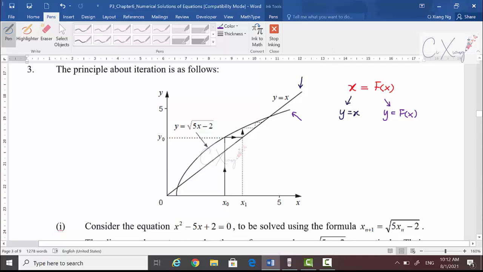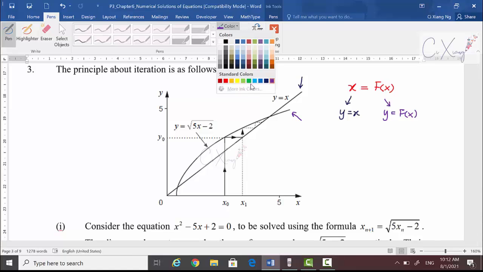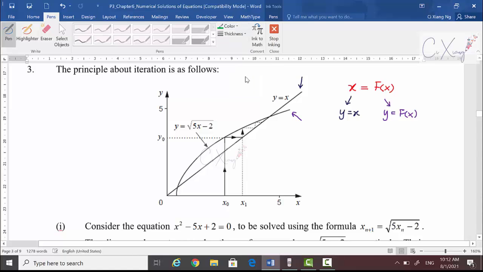Okay, so now when we arrange it like this and we draw a pair of graphs separately, where is the root actually? So from the graphical method that we learned before, you know that the root is actually this one, the intersection point, right? So for this example, you will see that you're having two intersection points here. Okay, right, so you want to get the value of the root.